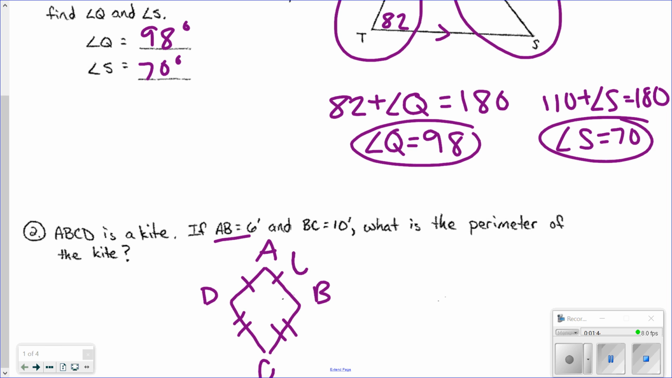So AB is 6. If AB is 6, we also know that AD is 6. And then we're also told that BC is 10. And if BC is 10, we also know that DC is 10. Perimeter just means that we're going to add up all the sides of this kite, and if we do so, we end up getting 32.